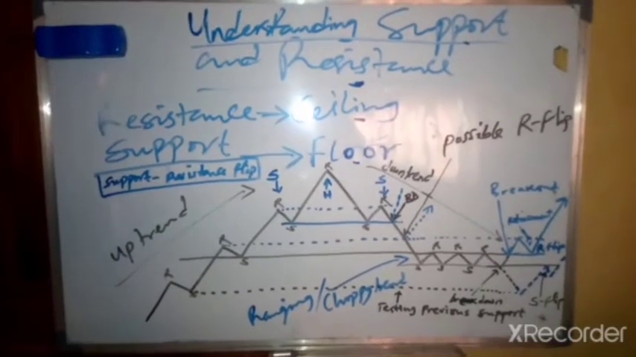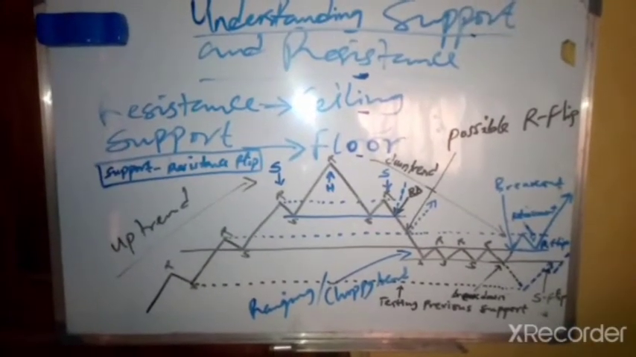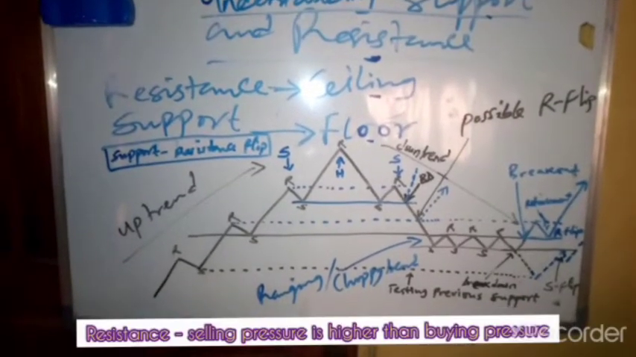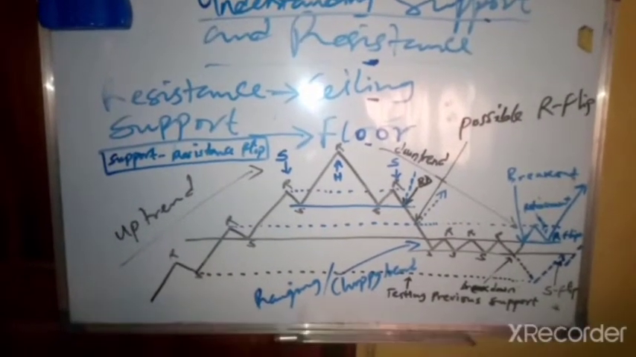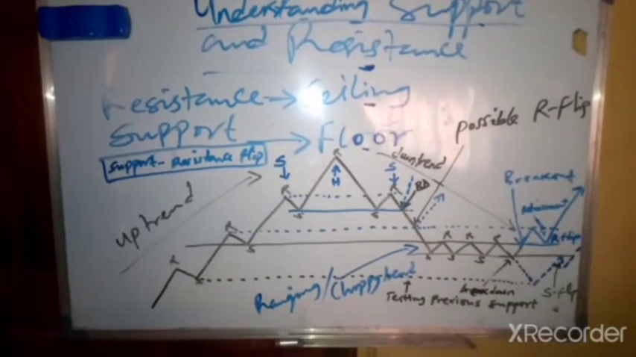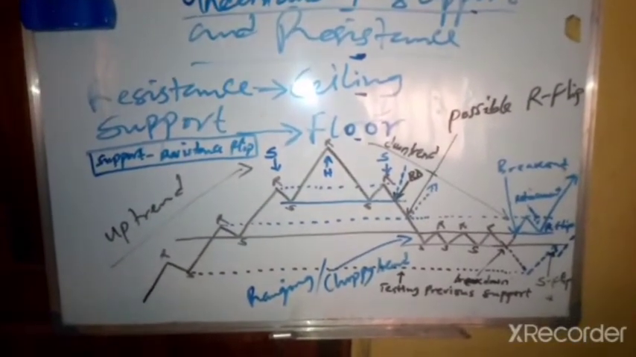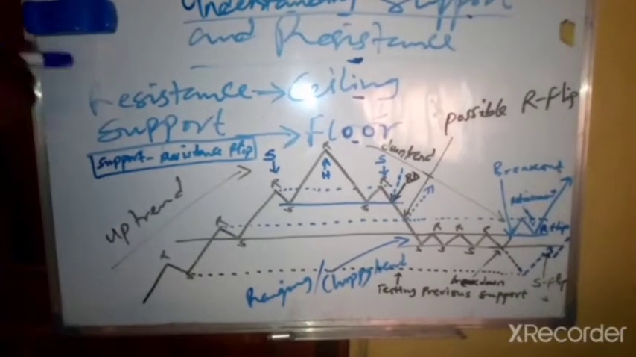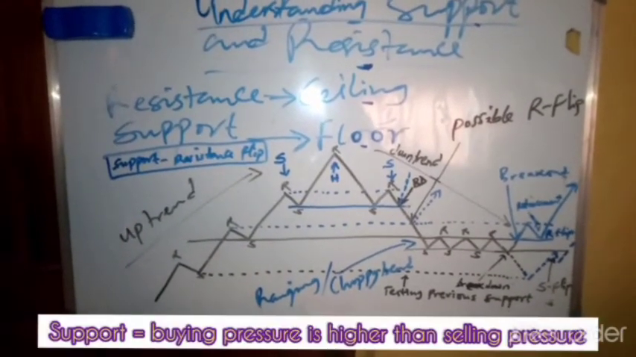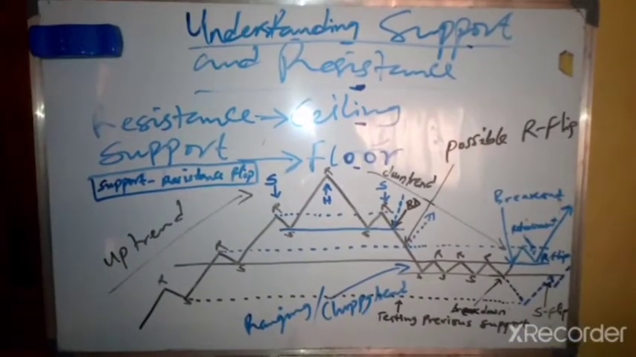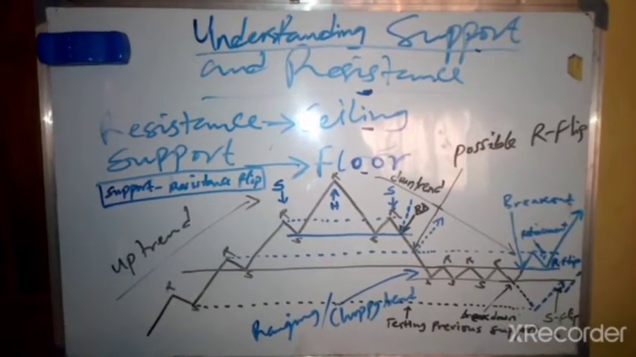So what is resistance? Resistance is a point whereby selling pressure is higher than buying pressure. So there tends to be a change of direction from that point. How about support? Support is a point where buying pressure is higher than selling pressure. So there's a change of direction from prices going down to prices going up.